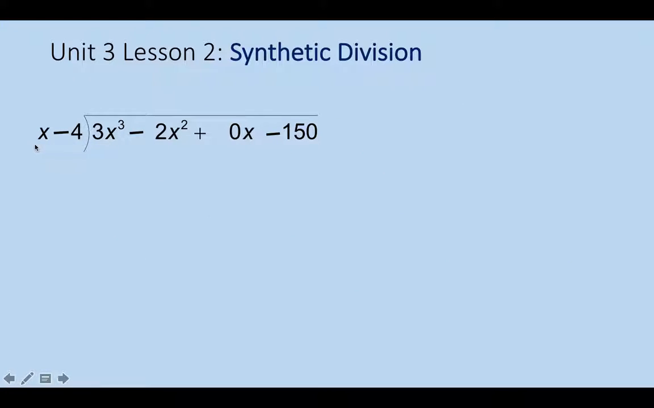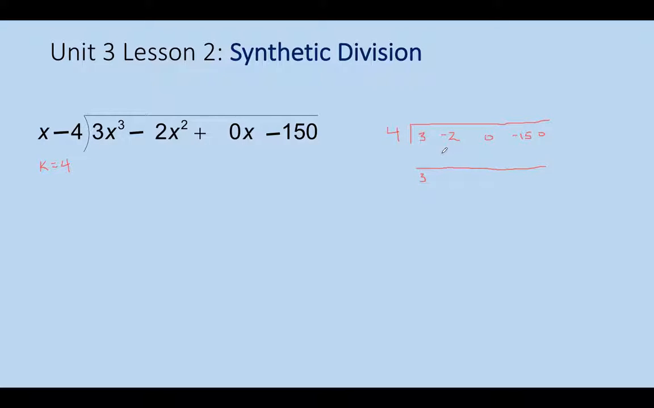So here we've just got long division, and this right here is our x minus k. So k is going to wind up being the opposite of negative 4, which is positive 4. What I'm going to do is rewrite all of this with no variables. I'm just going to write the coefficients: 3, negative 2, 0, and negative 150. I'm going to draw a line down here and bring down the 3.